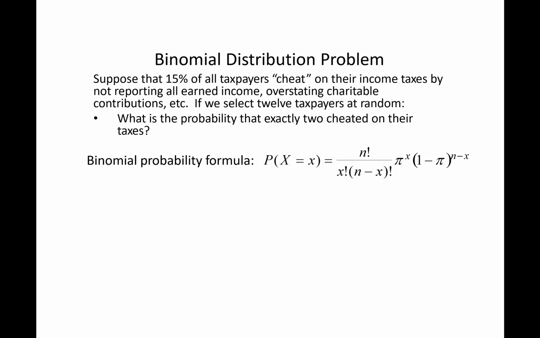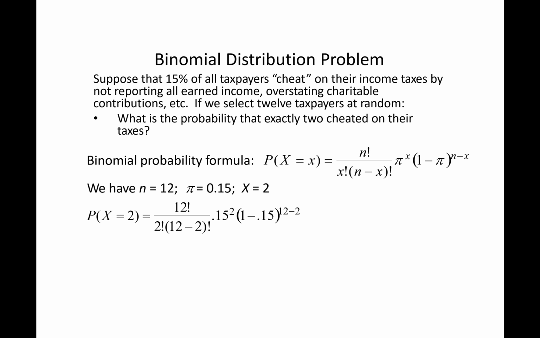So here's the binomial formula. You can see this from either the textbook or the notes. And the parameters that we're going to use here are n is equal to 12, that's the number of trials, pi, that's the probability of success, in this case 0.15, and x is the number of successes that we're interested in, in this case 2. So we're going to apply this formula with n equals 12, pi equals 0.15, and x equals 2. And this is what it looks like when we plug all of those numbers in.